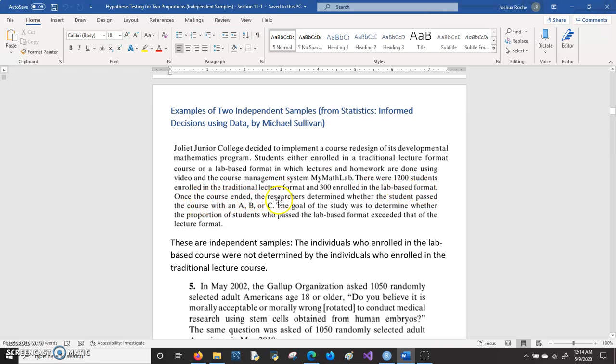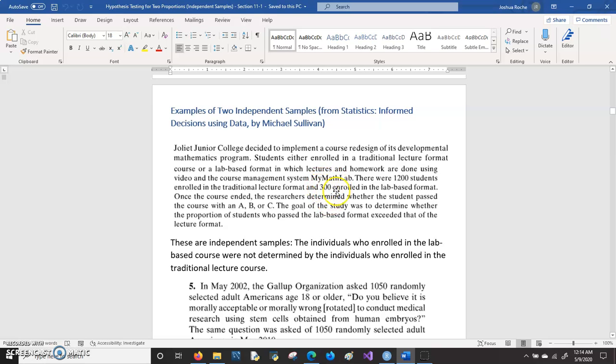Once the course ended, the researchers determined whether the students passed the course with an A, B, or C. The goal of the study was to determine whether the proportion of students who passed the lab-based format exceeded that of the lecture format. These are independent samples. The individuals who enrolled in the lab-based course were not determined by the individuals who enrolled in the traditional lecture course.